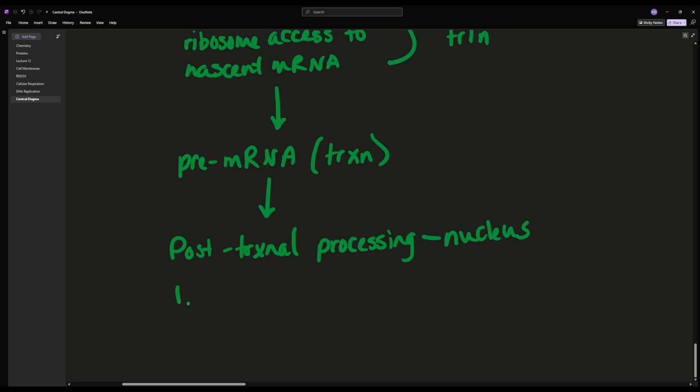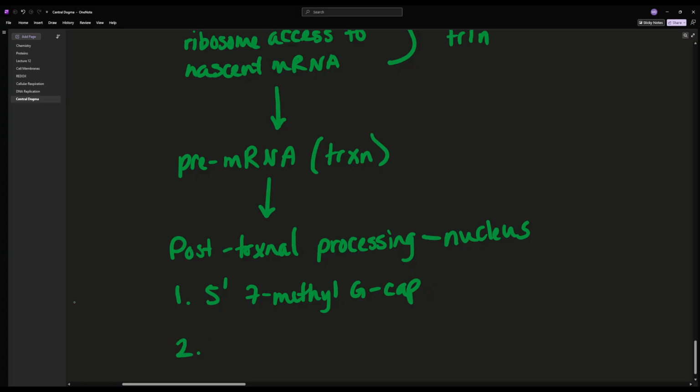Okay, there are three main things that happen. The first is the addition of the 5' 7-methyl G cap. Essentially what happens is when the mRNA strand is somewhere around like 20-ish nucleotides long, so while it's still getting transcribed, an enzyme comes by and adds on this modified guanine onto the 5' end. Okay.